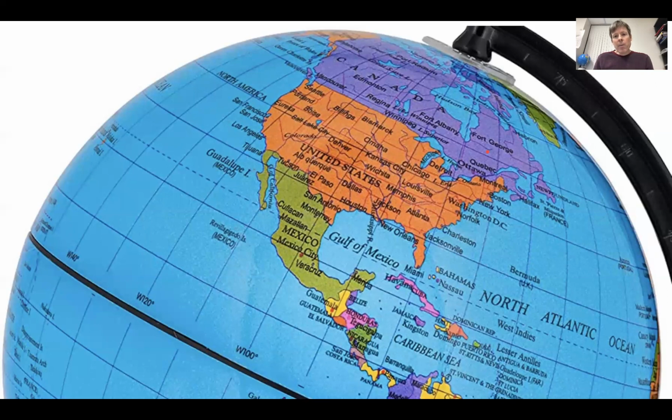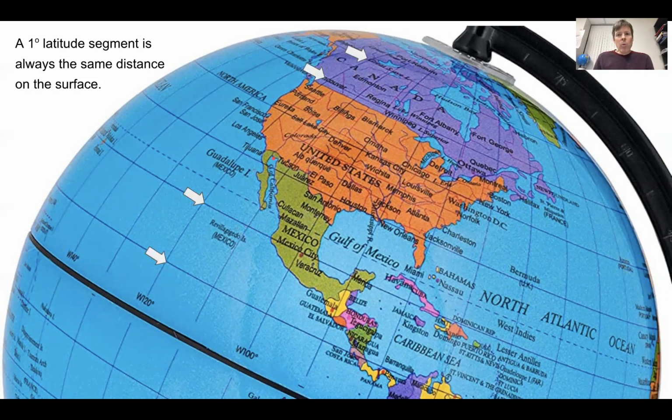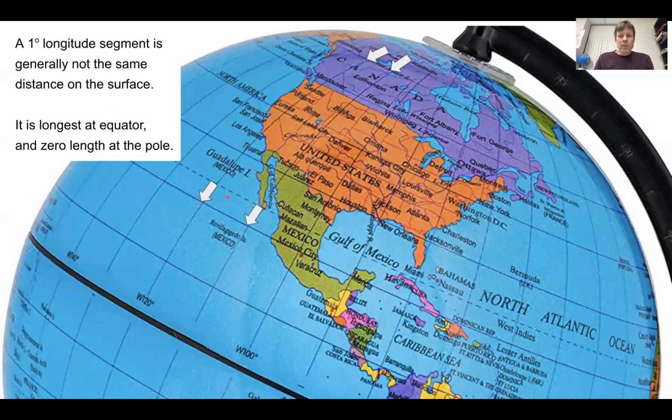So here we have a zoomed in view of the globe, and we can start seeing these longitude lines shown here, latitude lines as well. And one of the points is that a segment of latitude, say 10 degrees latitude, that distance is always the same at any part on the globe. The distance between these two white arrows, at least on the globe, maybe not in this picture, but on the globe, that distance is the same.